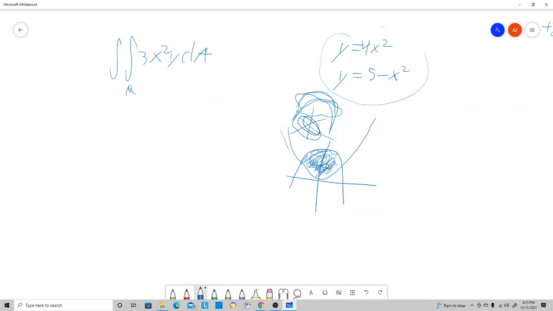So how we had limits from here to here, now the region is two-dimensional, so it's going to be an actual area. It's going to be a region. So how can we solve this?